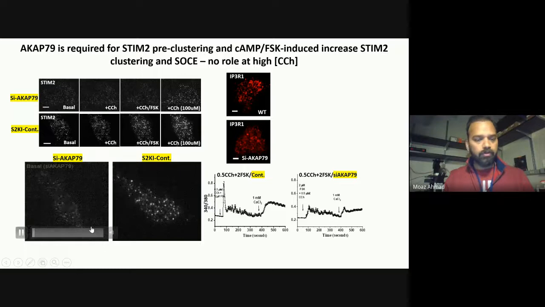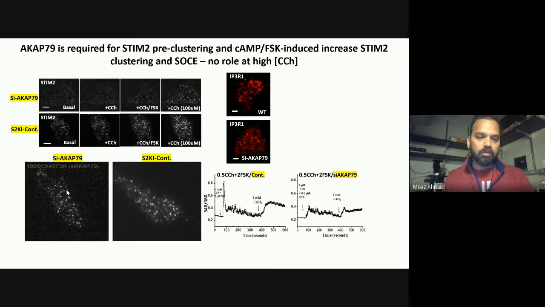If you look at the video here, when we knock down AKAP, the pre-clusters are gone, and whatever leftover clusters remain are very mobile. When we use the synergistic condition, it does not cause Stim2 clustering. Finally, when we used 100 micromolar carbachol on top of the ongoing experiment, it causes a significant increase in Stim2 clustering, although it seems less than what we see in the Stim2 knock-in cells as a control, but we are still analyzing more and more cells to make any statistical comparison.